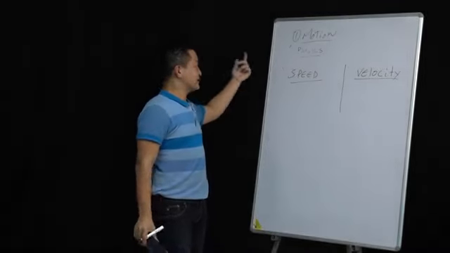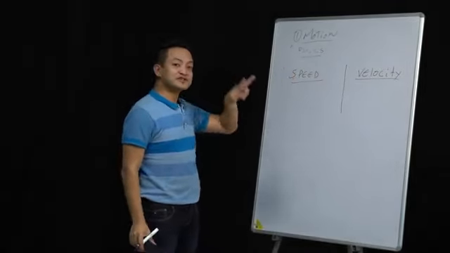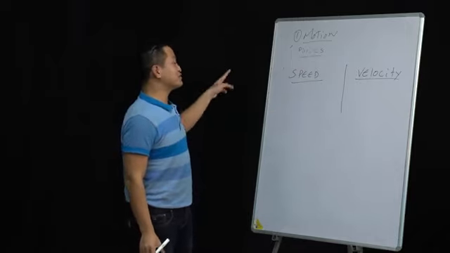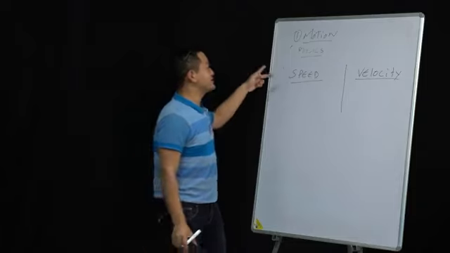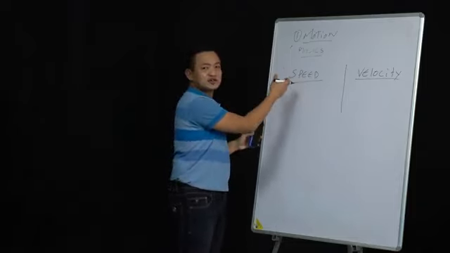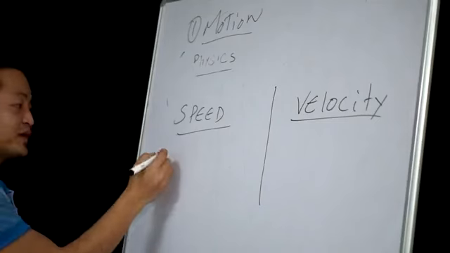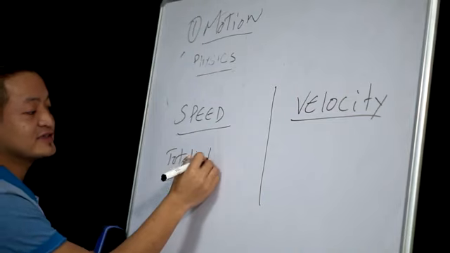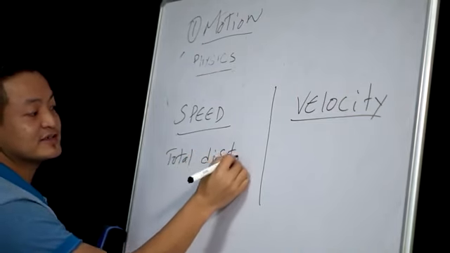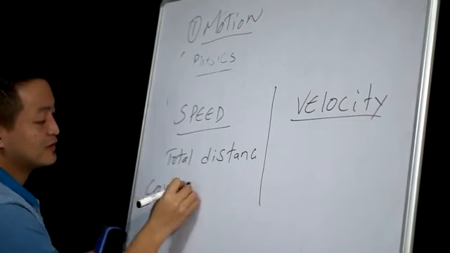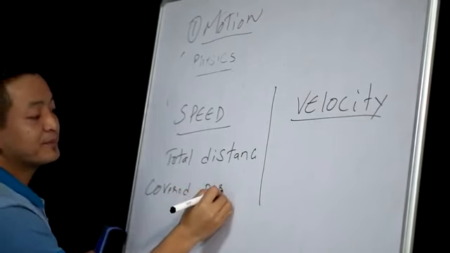In the last topic, I have already shared the major difference between the distance and displacement. And if you are clear with distance and displacement, this should be very easy for you, because speed is not a new word for you. But speed is total distance covered per unit time.